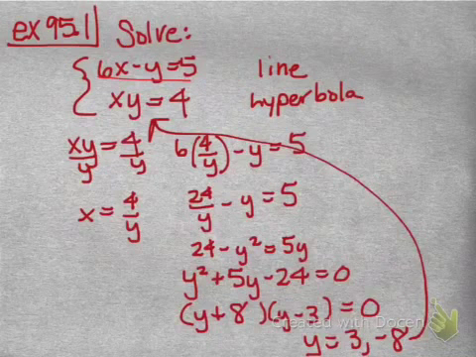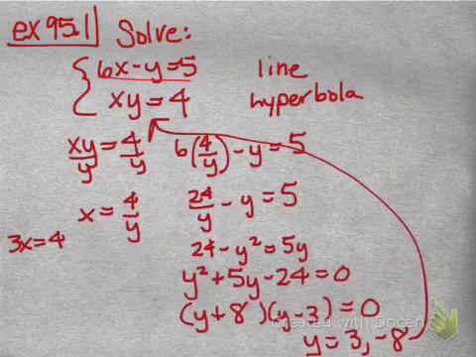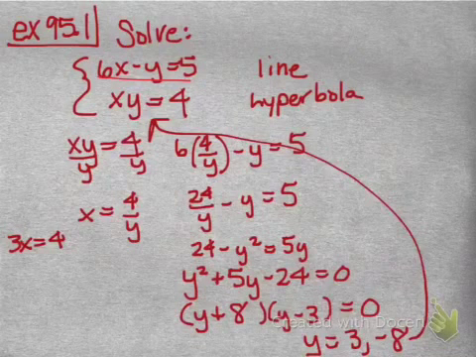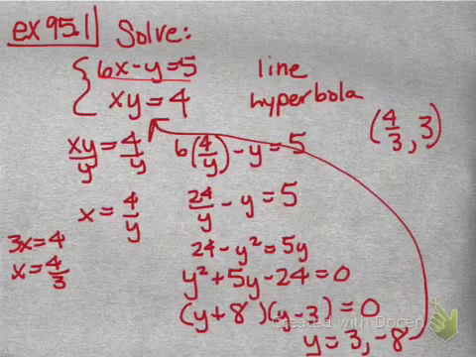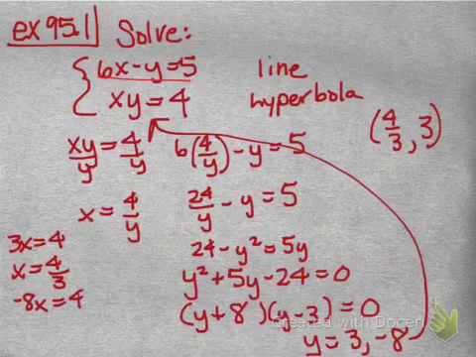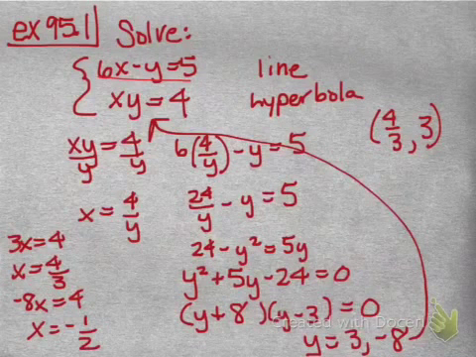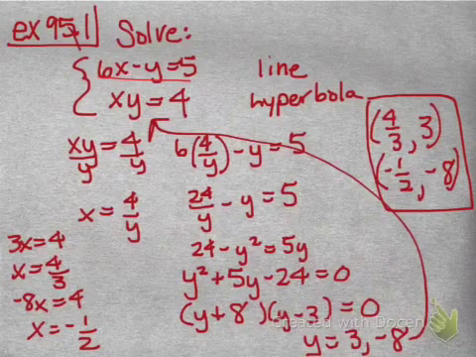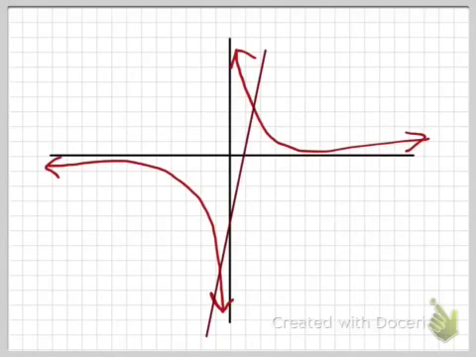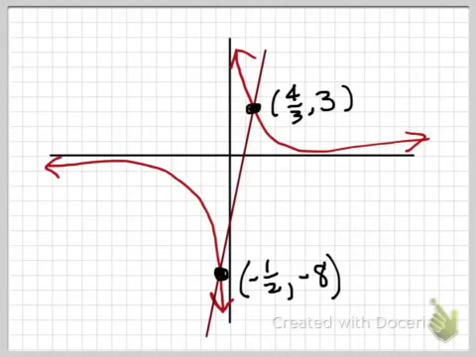We can take that and plug those in to figure out what x is. So 3 times x equals 4, so x is equal to 4/3. So our first solution is the point (4/3, 3), and then our second solution is x equals negative 1/2, so (negative 1/2, negative 8). Okay, so again, we have a hyperbola and a line, and when we find the intersection of those two, we get (4/3, 3) and (negative 1/2, negative 8).